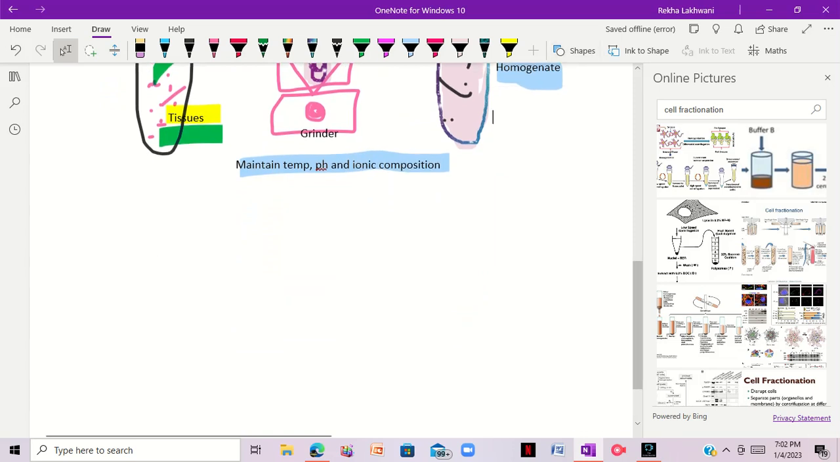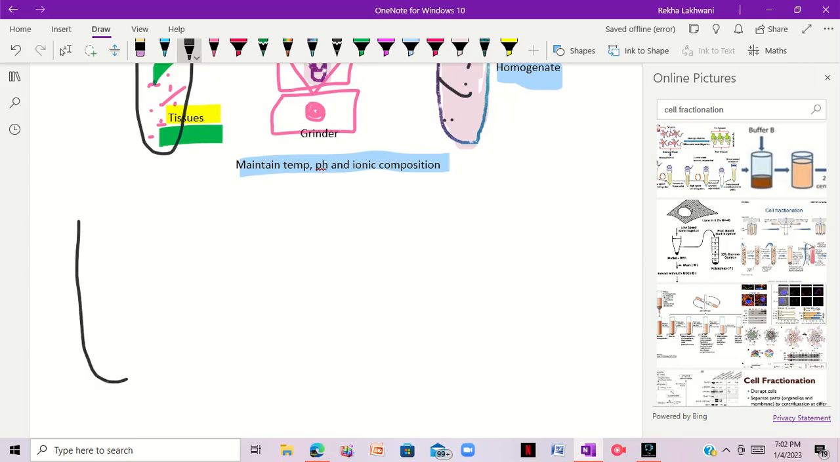Now what will happen? You will take another test tube. Consider this is the test tube, another test tube, and here I am having the solution basically. Now what you will do with this homogenate? You will spin it at 1000 G for 10 minutes.